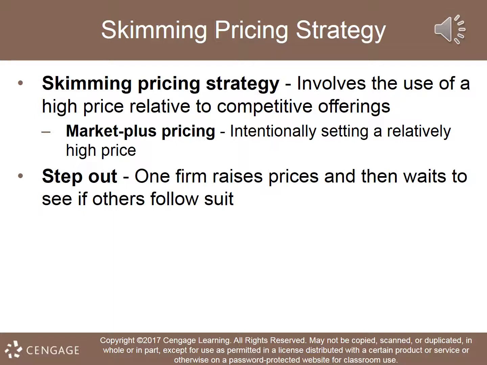Skimming pricing strategies, or market-plus pricing, involve intentionally setting a relatively high price compared with the prices of competing products. Though seen throughout product life cycles, it's most often used as a market entry price for distinctive goods or services with little or no initial competition, or for high-end goods. When supply begins to exceed demand or when competition catches up, the initial high price is dropped.